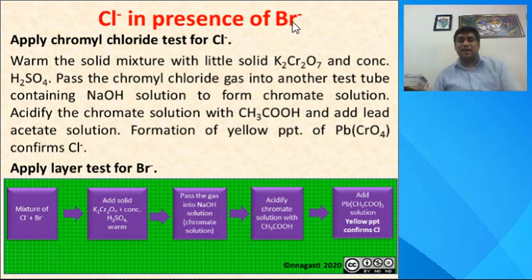If chloride and bromide ion are present together in a mixture, then apply the chromyl chloride test for chloride. How do you do that? Take your solid mixture, add solid potassium dichromate into it, and add concentrated sulfuric acid, and then warm the content. Pass the chromyl chloride gas into another test tube containing sodium hydroxide solution to form chromate solution. Acidify the chromate solution with acetic acid, then add lead acetate solution. Formation of yellow precipitate of lead chromate confirms the presence of chloride.